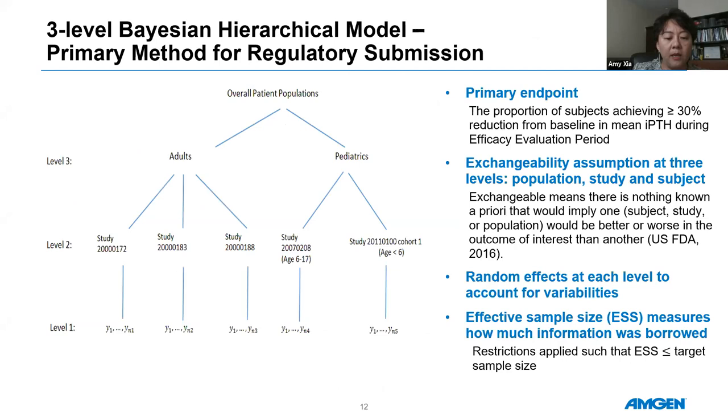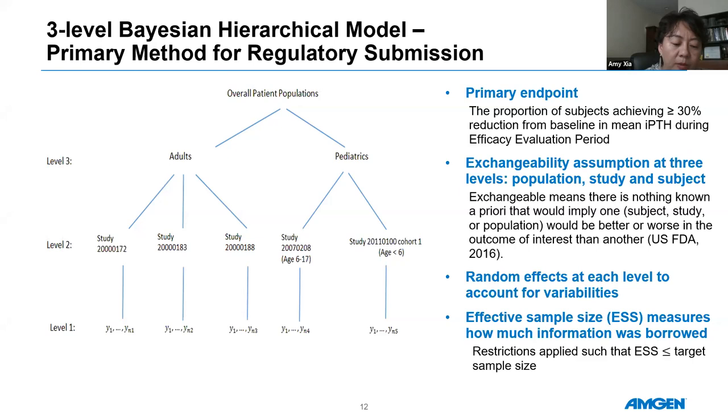Here we use a three-level hierarchical model as our statistical model for partial extrapolation. The primary endpoint is the proportion of subjects who achieved at least a 30% reduction from baseline in mean iPTH. In this program, we have three adult studies, all of them RCTs, one RCT for kids with age 6 to 17, and one single arm study with younger kids, from day 28 to 6 years old.